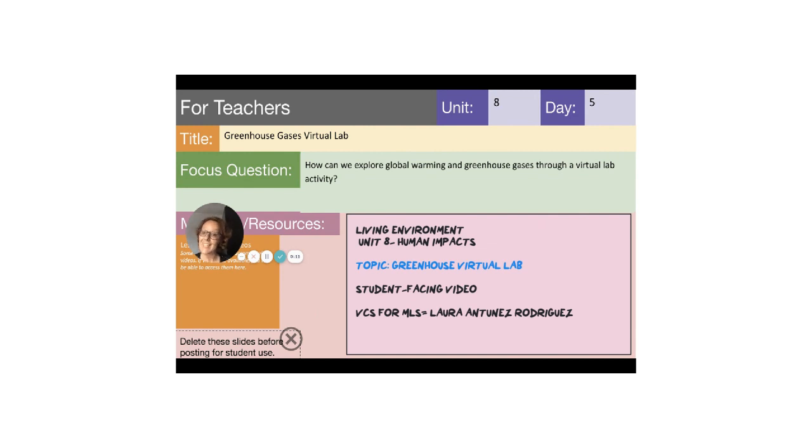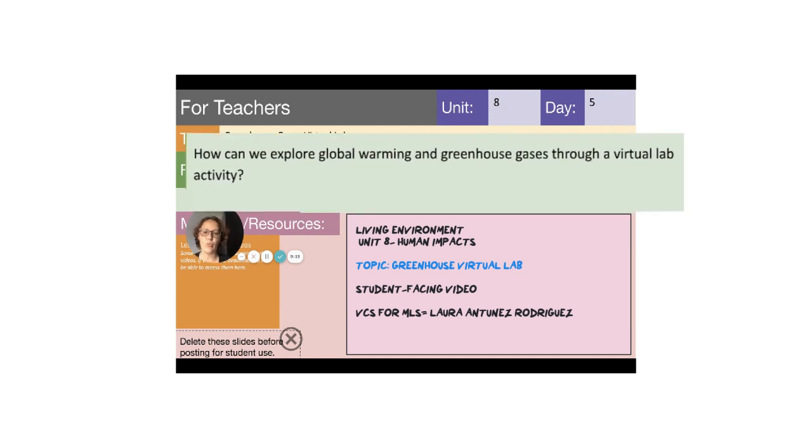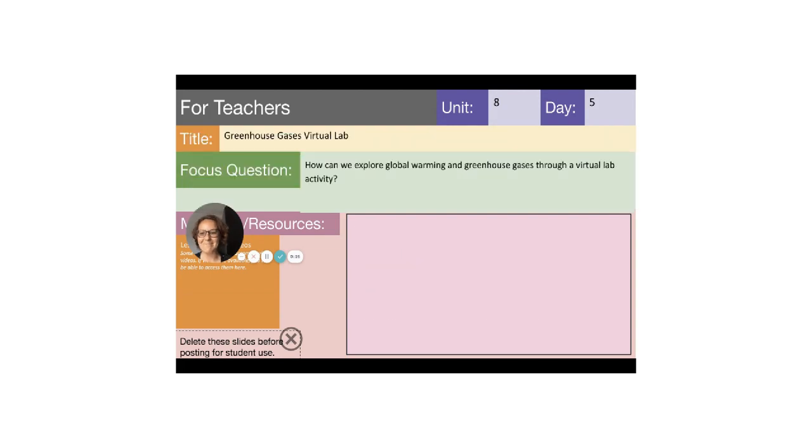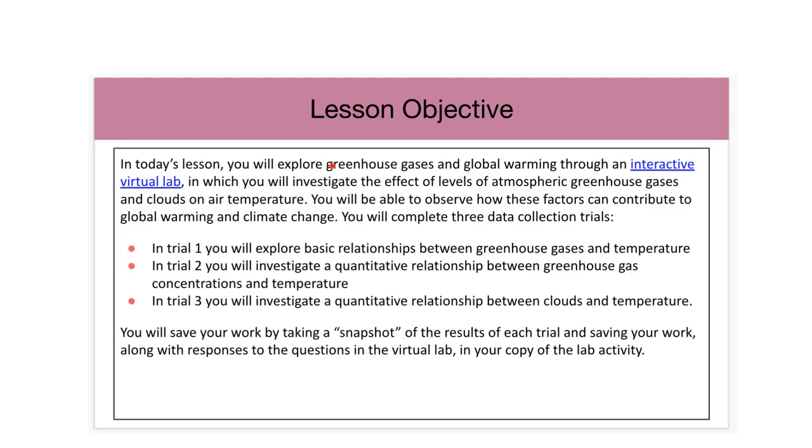And today on Unit 8 on Human Impact and Day 5, we are going to check together this Greenhouse Gases Virtual Lab. Our question today is, how can we explore global warming and greenhouse gases through a virtual lab activity? Let's begin. In today's lesson, you will explore greenhouse gases and global warming through an interactive virtual lab, in which you will investigate the effect of levels of atmospheric greenhouse gases and clouds on Earth temperature. You will be able to observe how these factors can contribute to global warming and climate change.